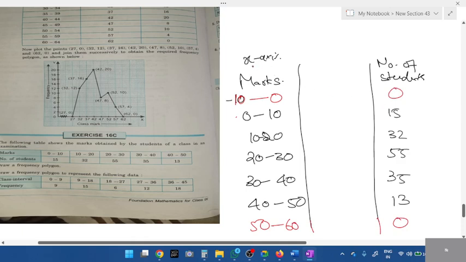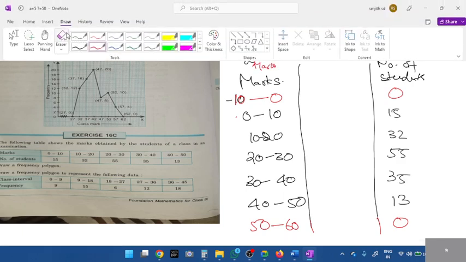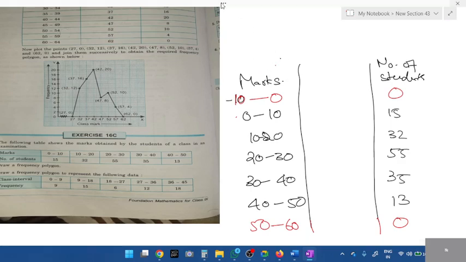This is known as marks, students. What they have given is marks and number of students. What does this mean? From 0 to 10 marks, how many students are there? 15. That's the meaning. Next, in between, we need to find a value that is known as class marks.